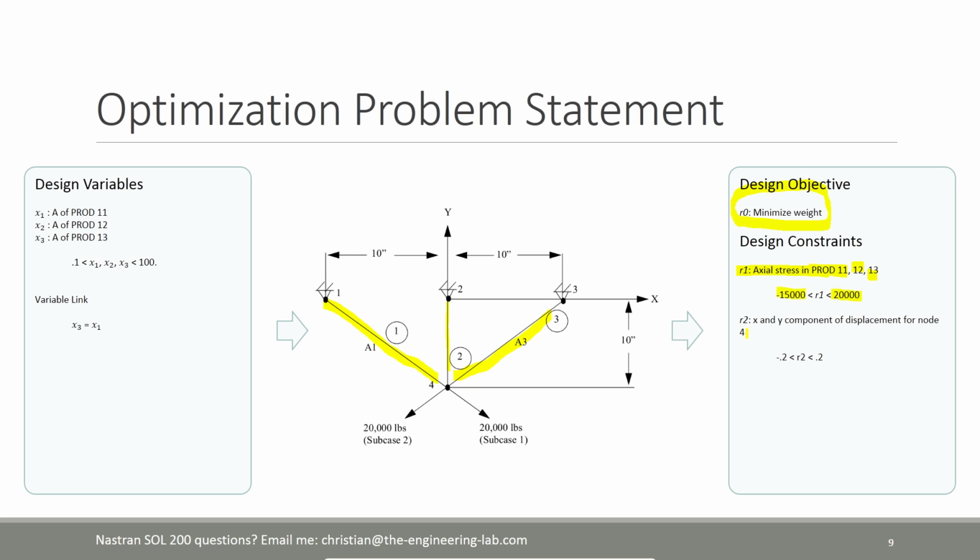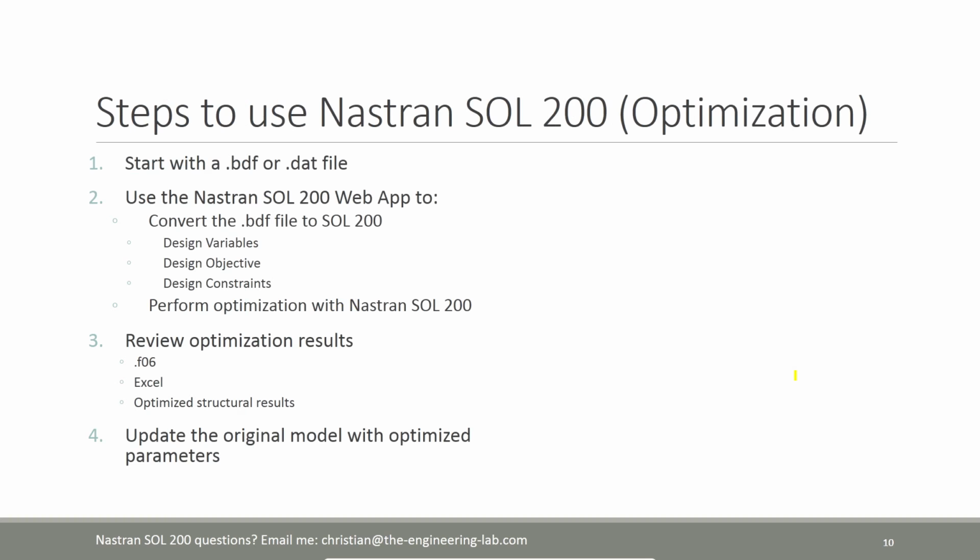And the second response or output we are constraining is the displacement. We are focused on node 4, and what we are saying is for the x and y components, make sure the displacement is no less than negative 0.2 and no greater than 0.2. So that's the optimization problem statement. You should always have this before ever performing an optimization of your own.